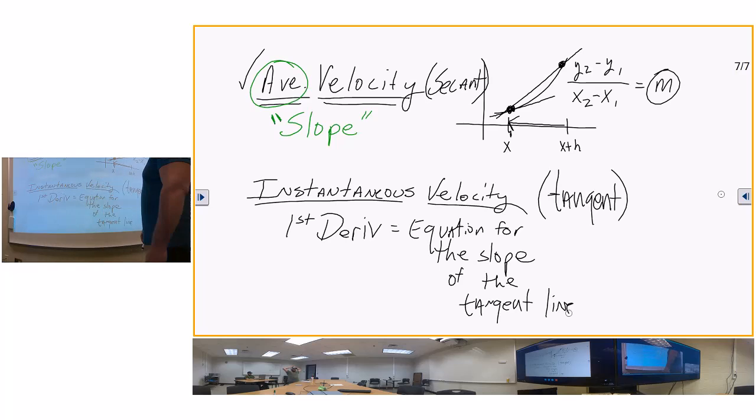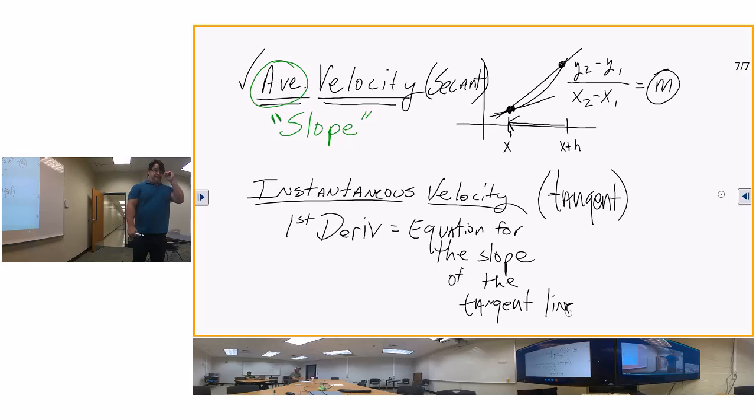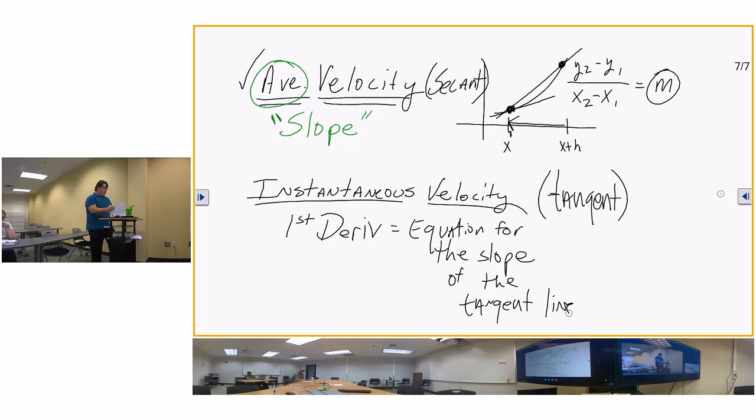And the slope of the secant line is your average velocity. Now it's very important that you know that, because I guarantee you're going to see a question written on the test or the homework, and it's going to ask for the average velocity. And if you don't remember this, you're going to try to do the first and second and third derivative or whatever, and you're going to get it wrong every single time.